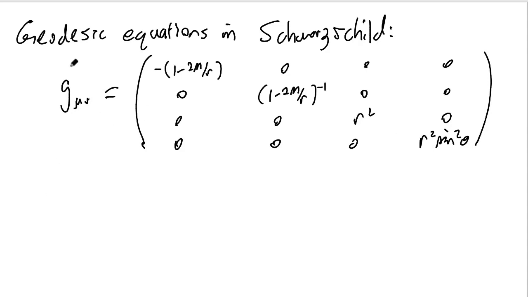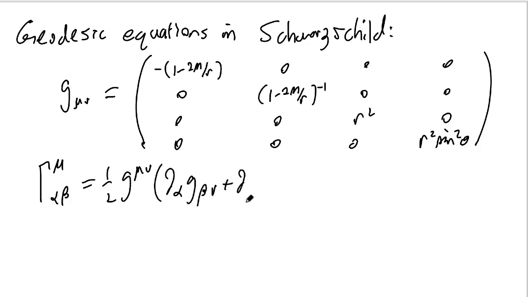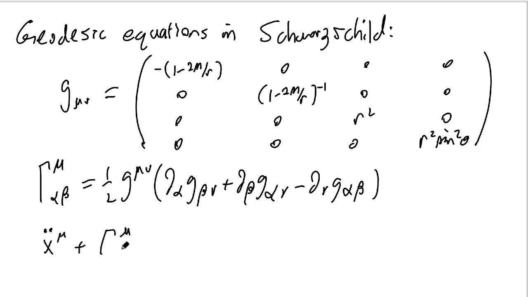So from here we can invert this matrix, which we need for computing the Christoffel symbols. Gamma^μ_{αβ} is 1/2 the inverse metric g^{μν} times (∂_α g_{βν} + ∂_β g_{αν} − ∂_ν g_{αβ}). So we can compute all of these. And then the geodesic equations themselves are ẍ^μ + Γ^μ_{αβ} ẋ^α ẋ^β = 0.